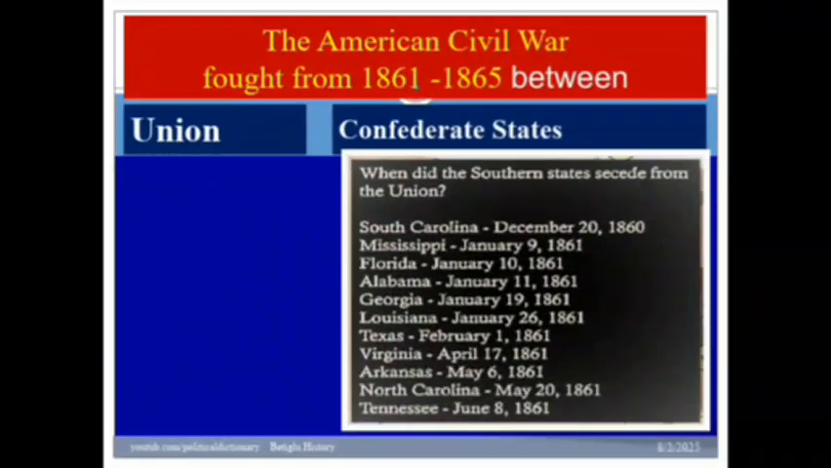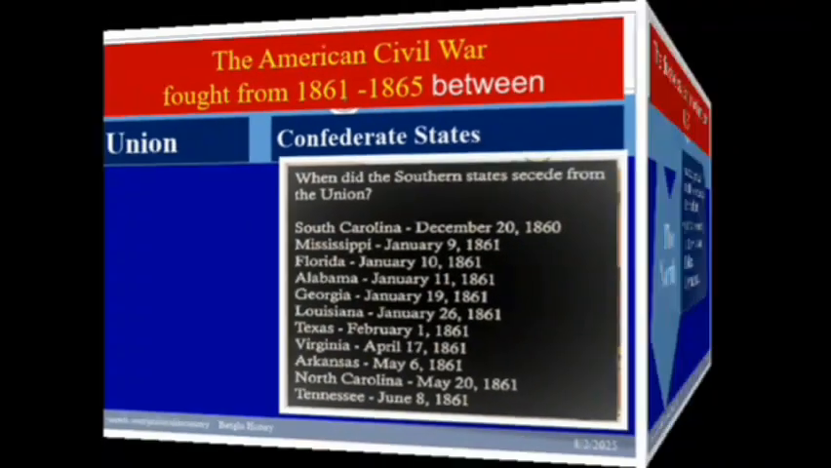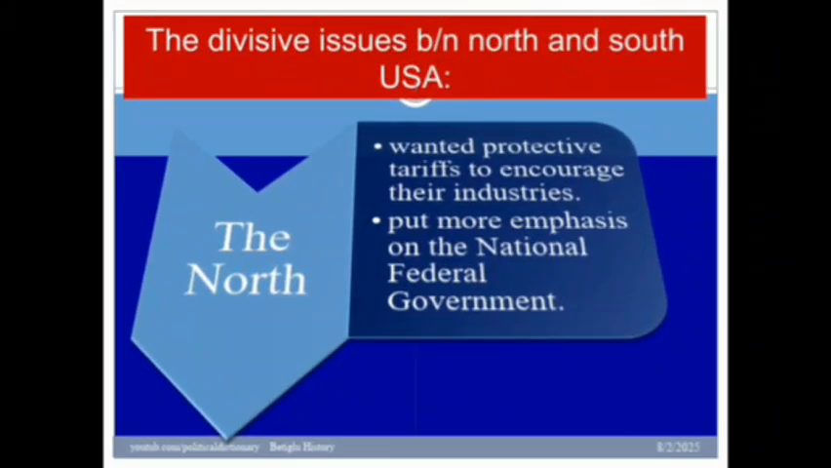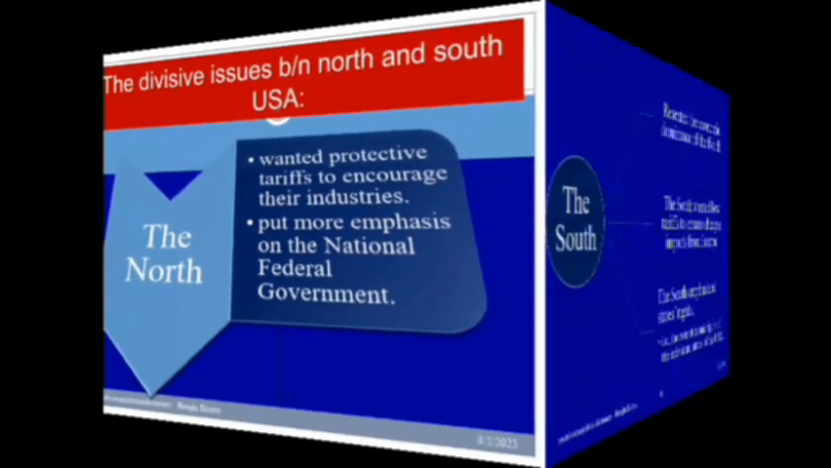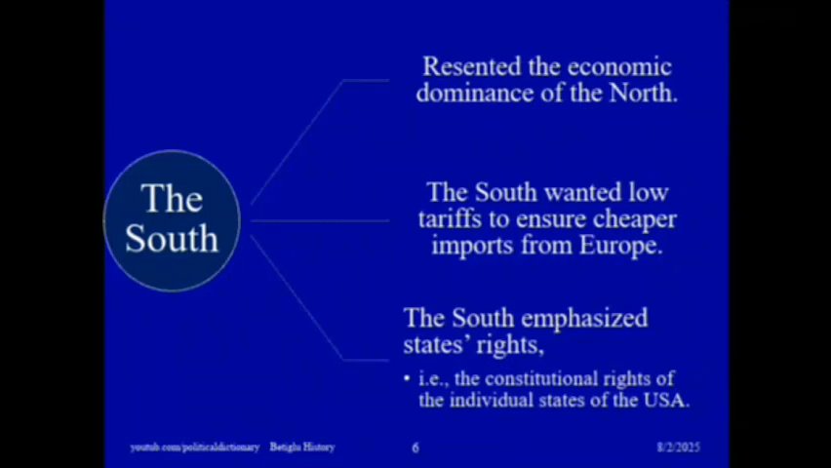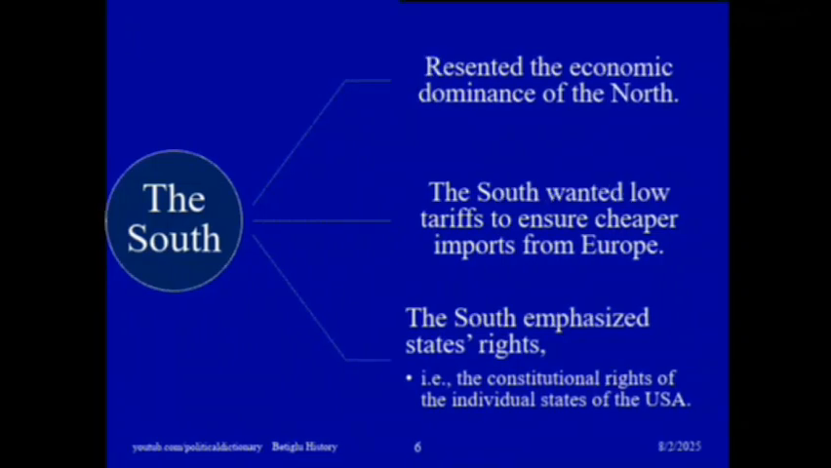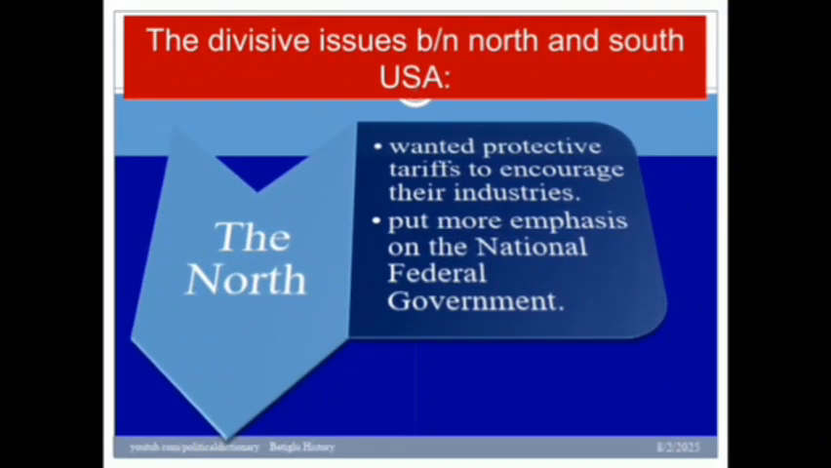There were several divisive issues between the North and South of the USA. The South resented the economic dominance of the North. The South wanted low tariffs to ensure cheaper imports from Europe, while the North wanted protective tariffs to encourage their industries. The South emphasized states' rights, i.e., the constitutional rights of the individual states of the USA, while the North put more emphasis on the national federal government.